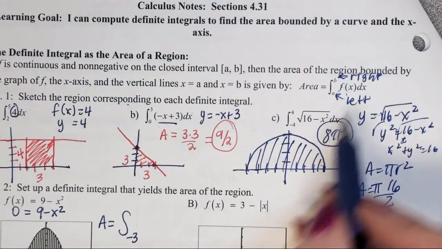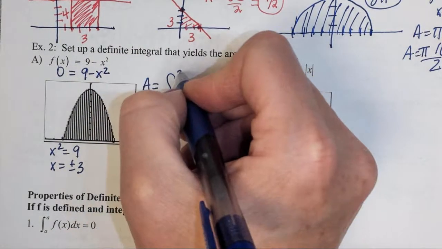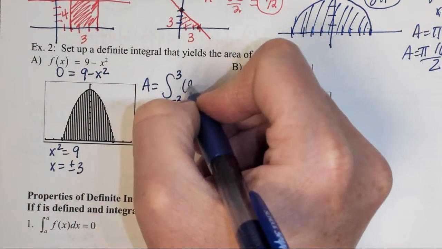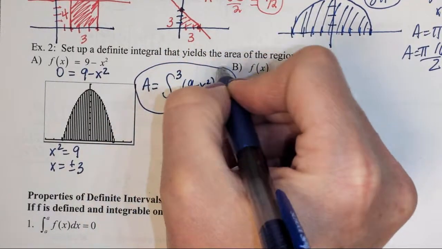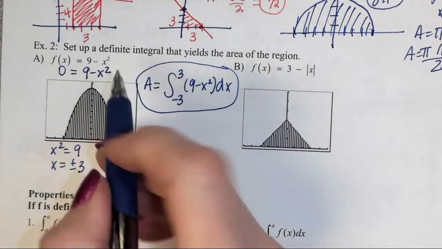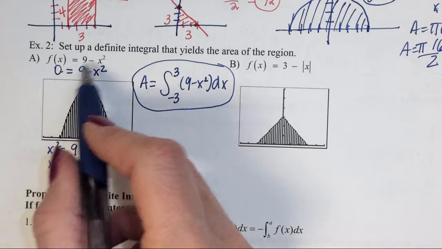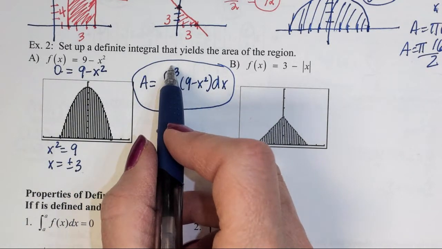That lower limit, remember, is always what's on the left. My upper limit is going to be this number, which is +3. And then I'd have to put my function, and that would give me that area. So again, what I did, I had to find out what these points were, so I just set it equal to 0, solve that, I got plus or minus 3, so -3 on bottom, +3 on top.